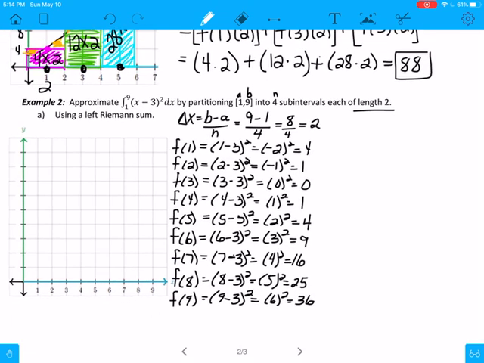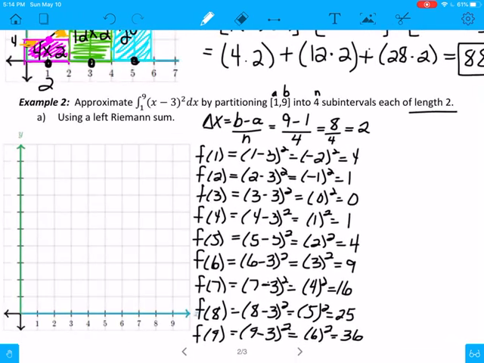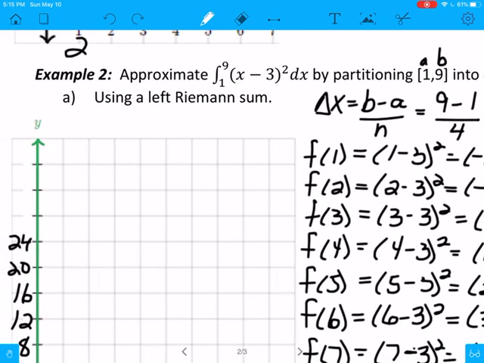Okay, I'm going to plot all these. There's more numbers this time, because we're doing 4 subintervals instead of 3. So I'm going to go by 4, because I figured out already that this will be enough. 4, 8, 12, 16, 20, 24, 28, 32, 36, 40.